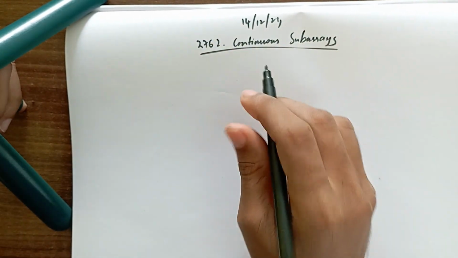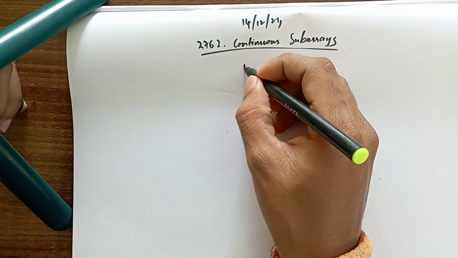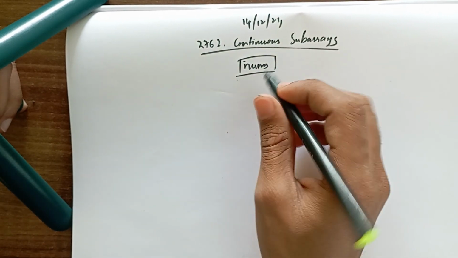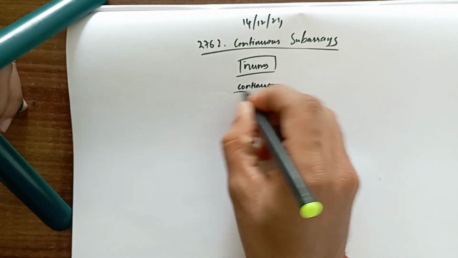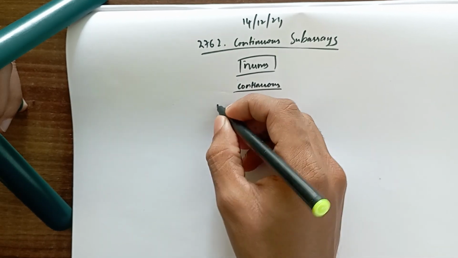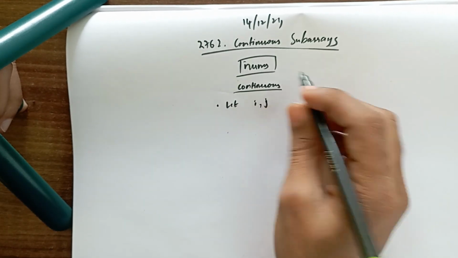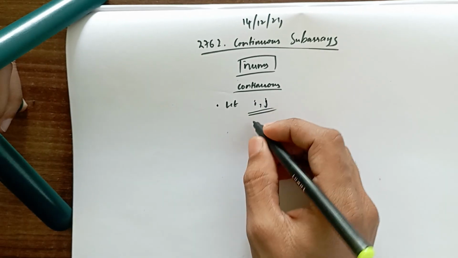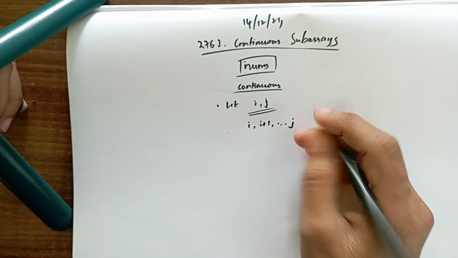So here in this question, we are given a zero indexed integer array nums. Now, a subarray of nums is called continuous only if there is a condition like this. Let us say there is a subarray from i to j, i plus 1, and so on up to j, being the indices in the subarray.